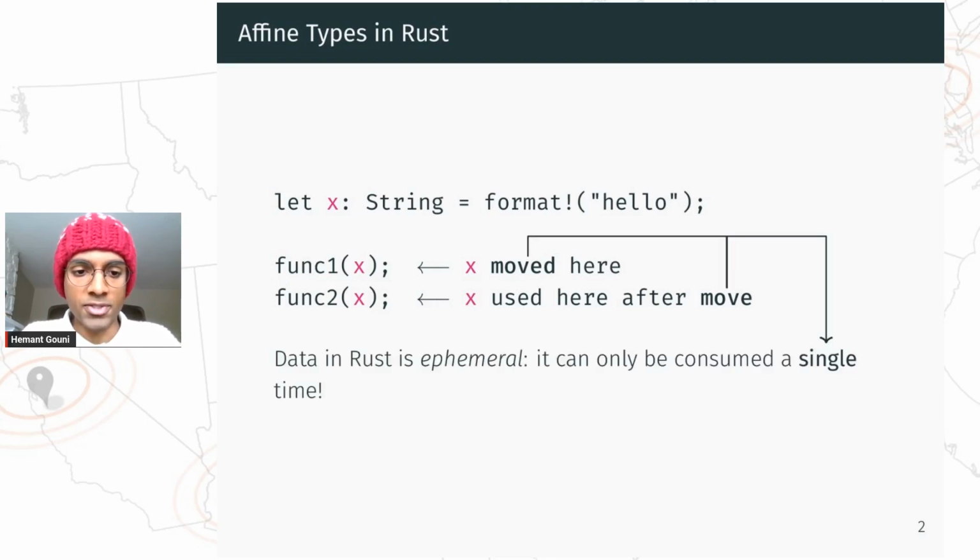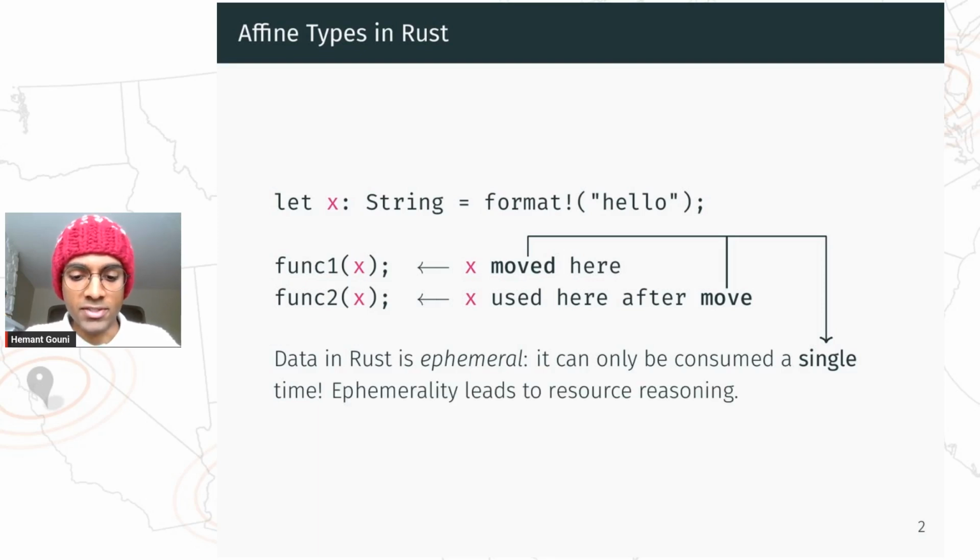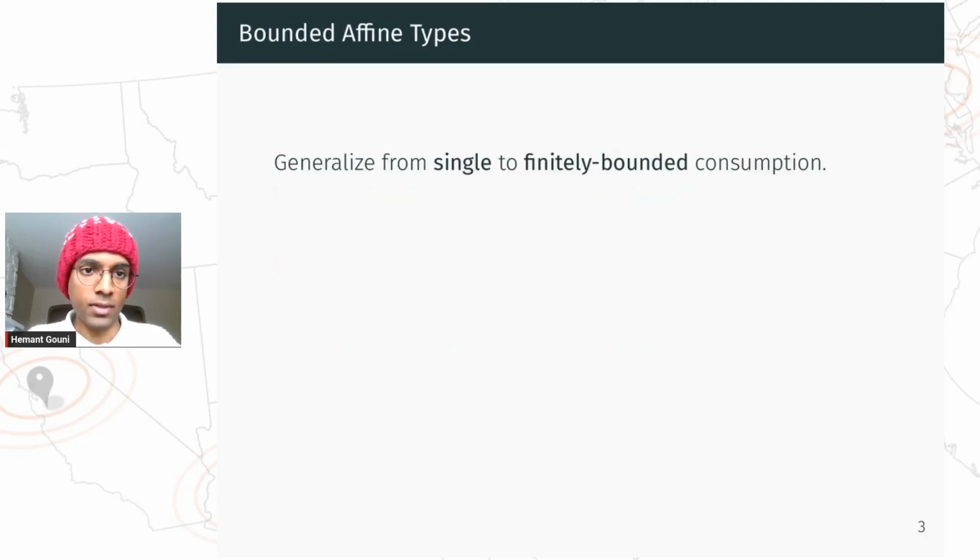And this is because data in Rust is ephemeral. You can only consume it a single time. And it's exactly this idea of ephemerality that leads to the kind of resource reasoning about memory and concurrency that Rust is really well known for. And so we can imagine generalizing from this picture of only being able to consume things at most once to being able to consume things at most any finite number of times, which might look something like this.